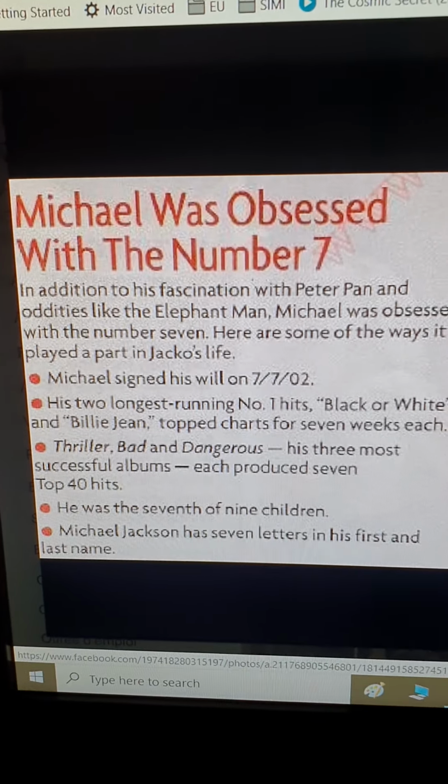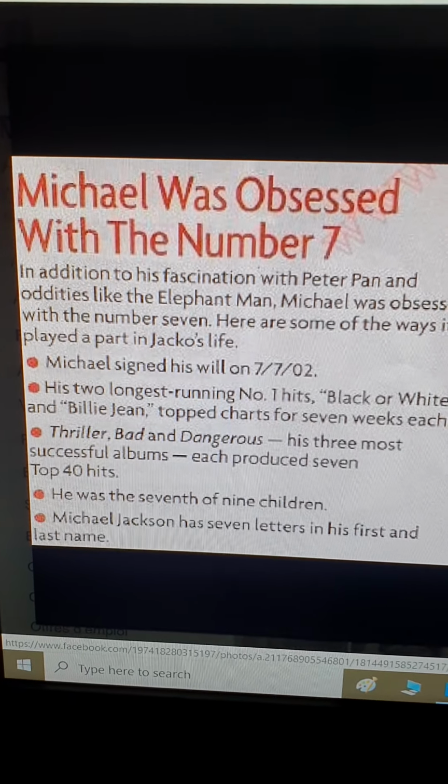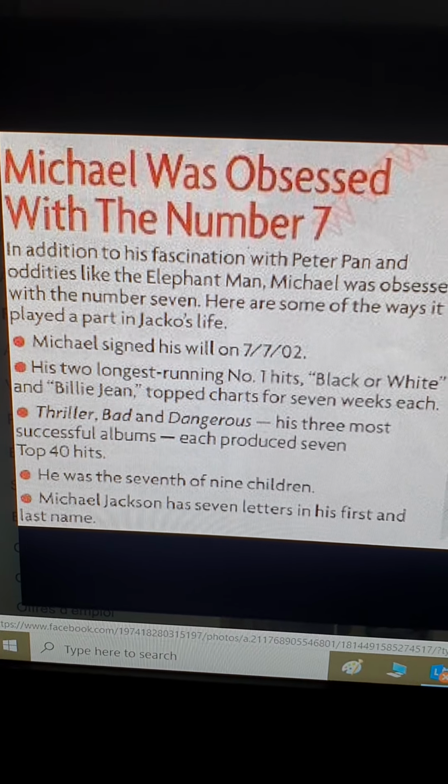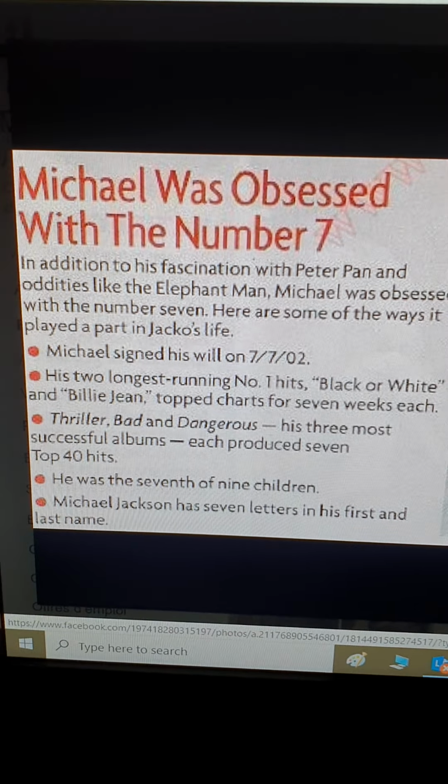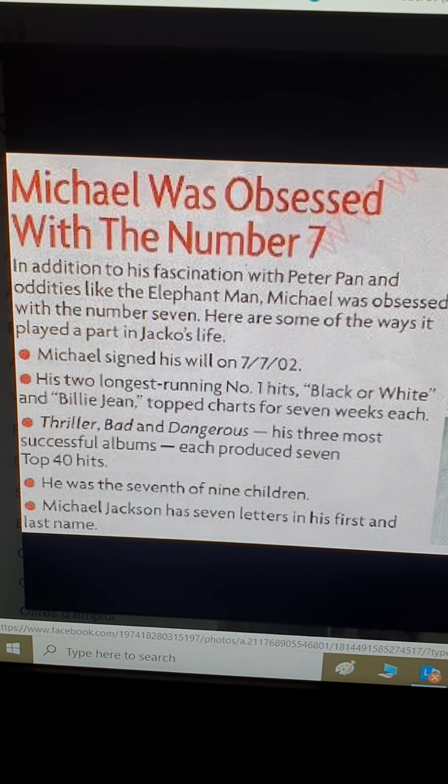So this is from that article. Michael was obsessed with number 7. In addition to his fascination with Peter Pan and oddities like the Elephant Man, Michael was obsessed with the number 7.